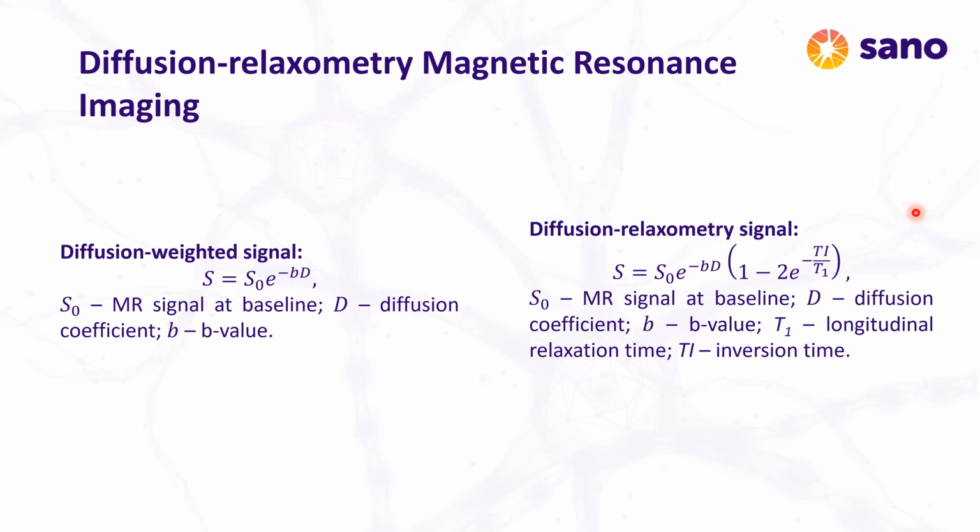Diffusion-relaxometry makes it possible to measure multiple magnetic resonance contrasts simultaneously. And combining diffusion with other magnetic resonance contrasts leads to a more detailed quantitative evaluation of microscopic compartments of the brain tissue.